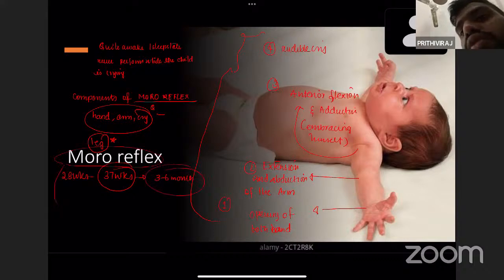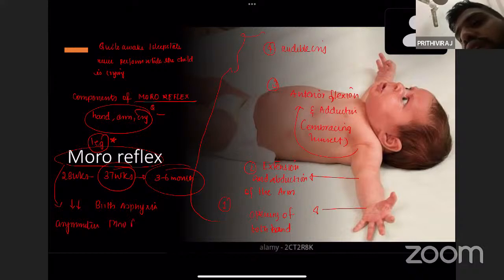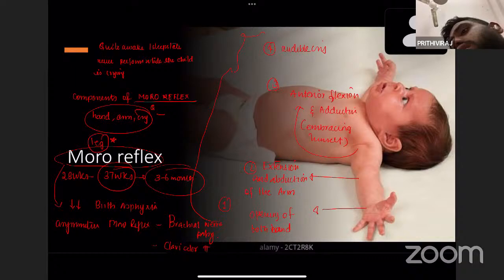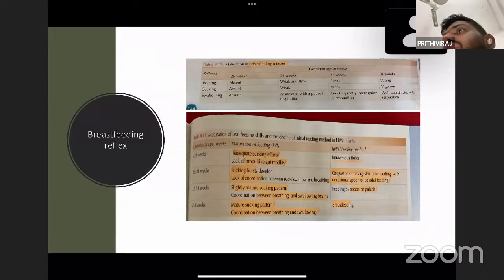And what is the clinical relevance? This Moro reflex is depressed in the case of birth asphyxia. An asymmetric Moro reflex, where one side is absent, means what you suspect? You should suspect brachial nerve palsy. And another most important thing that should be suspected is clavicular fracture. And sometimes this reflex is exaggerated in hypoglycemia. Hypoglycemia, when the child has low glucose, right?